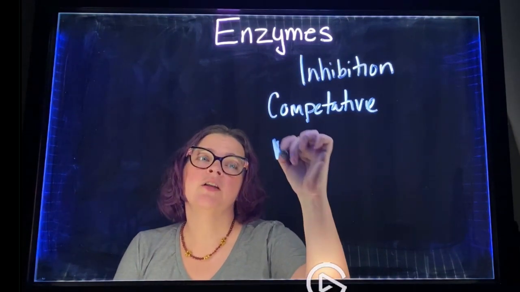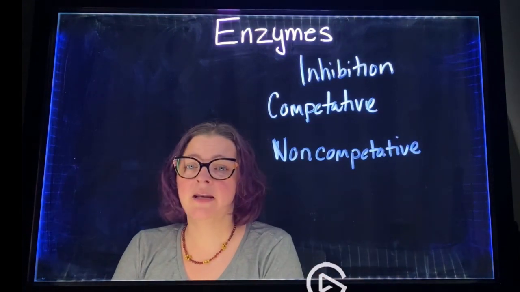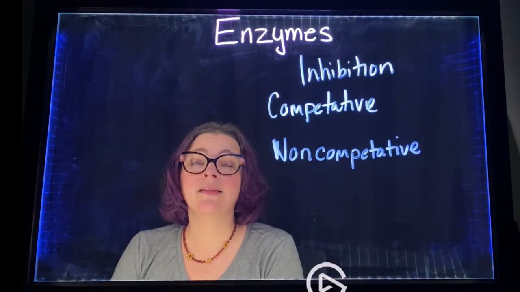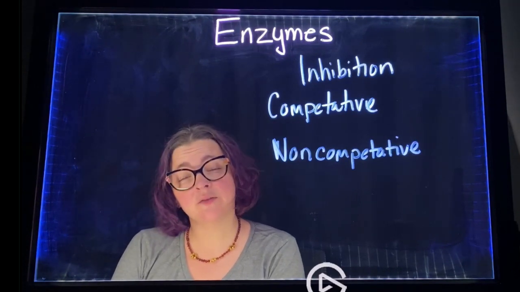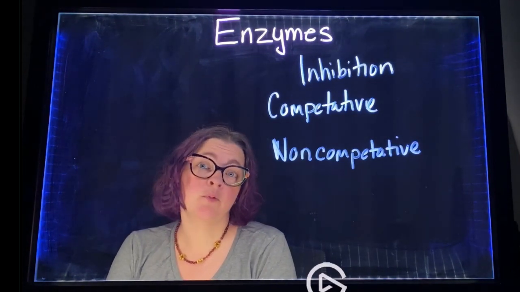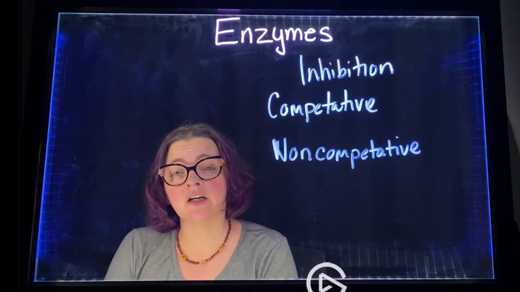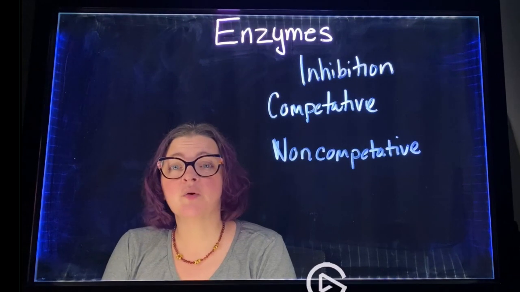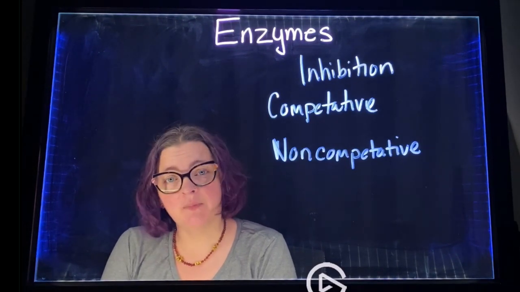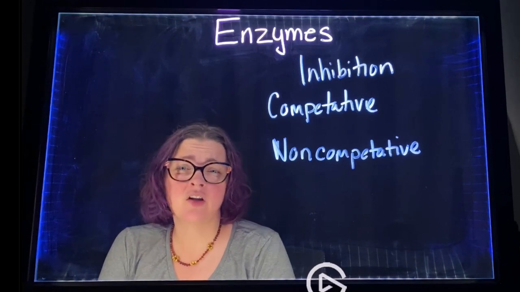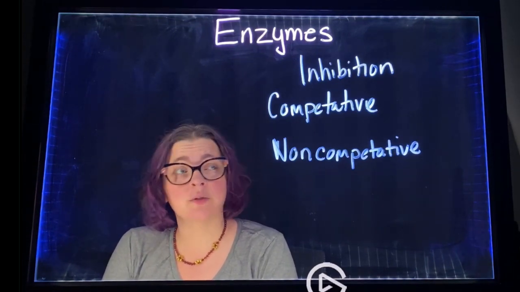Then we have non-competitive inhibition. Non-competitive inhibition is when the competitor doesn't bind to the active site, but it binds to another site somewhere else on the enzyme called the allosteric site. Essentially here, the competitor is going to bind to this other spot, changing the shape of the enzyme and not allowing the substrate to bind to the active site because of that structural change.